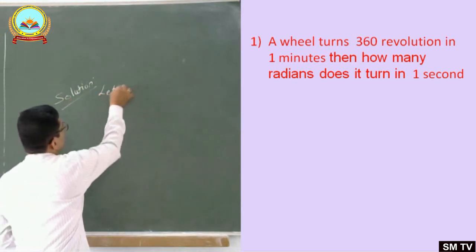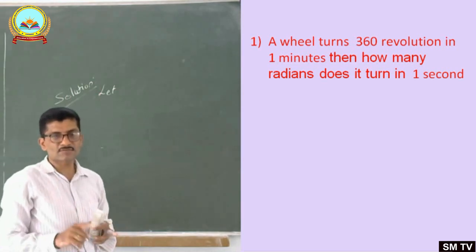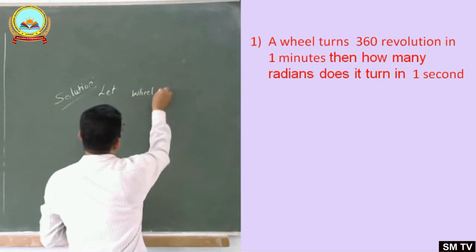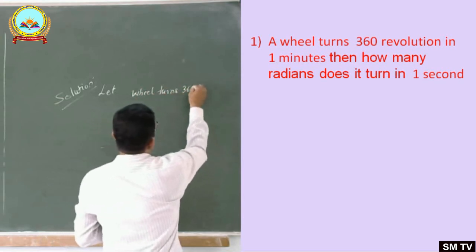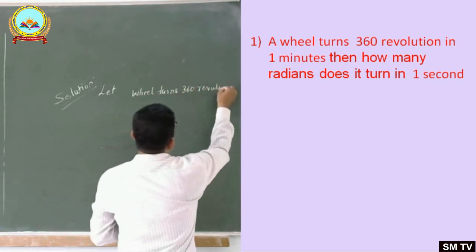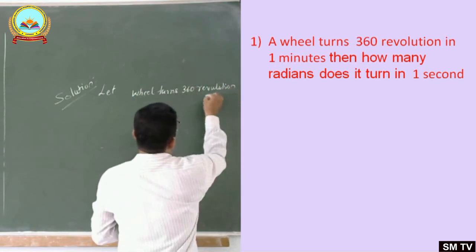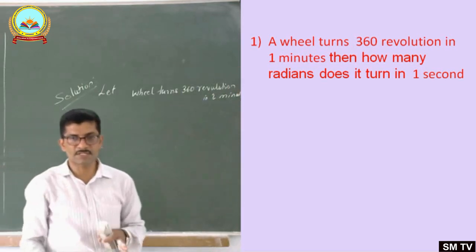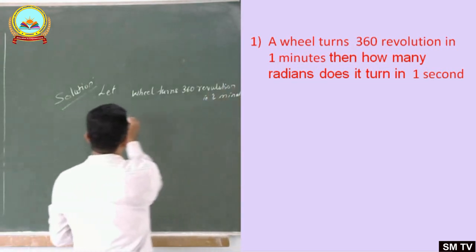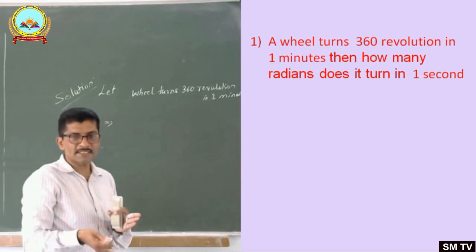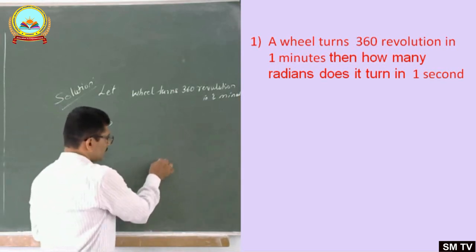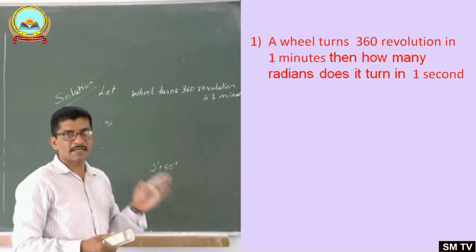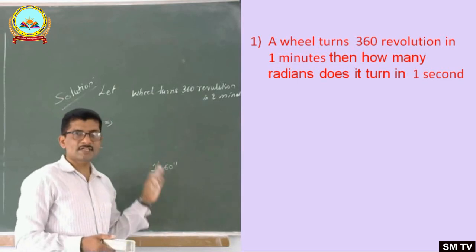Here given that the wheel turns 360 revolutions in 1 minute. It implies we are finding the number of radians in 1 second. You know that 1 minute is equal to 60 seconds. The time is 1 minute, meaning 60 seconds. Here, finding 1 second means 1 divided by 60 minutes.